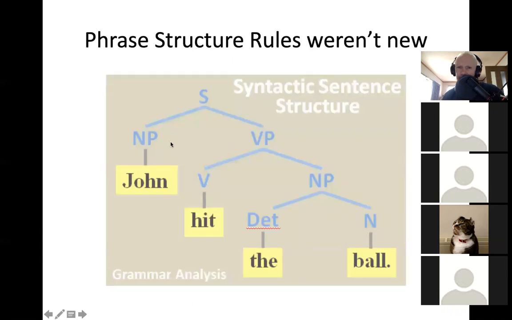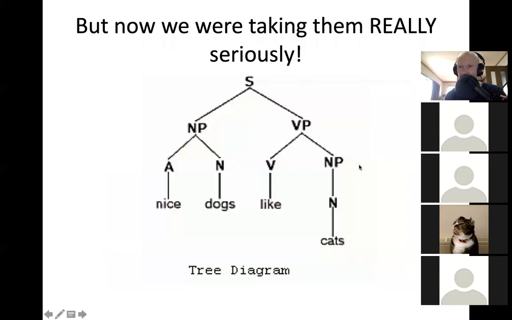Anyway, these phrase structure rules weren't new, right? The idea that a noun phrase is a specifier or determiner with a noun, a verb phrase is a verb with a noun phrase, a sentence is a subject noun phrase with a verb phrase. There's nothing new about that. I mentioned Panini, right? It's basically the same thing. Same kind of rules. And these rules have been developing for thousands of years, basically. So nothing new about this.